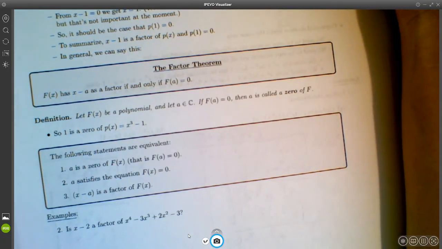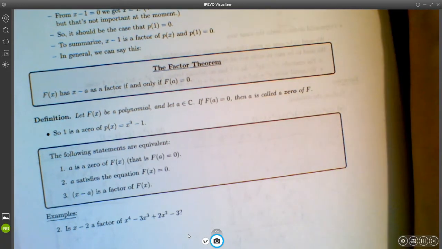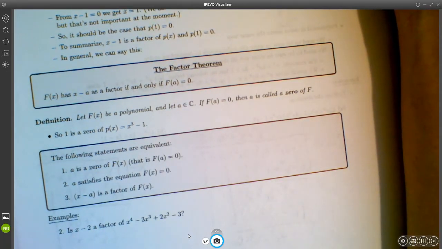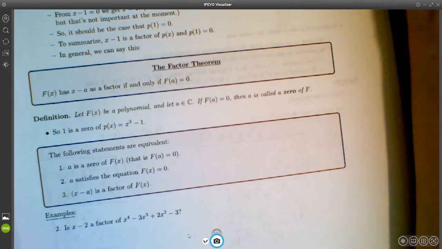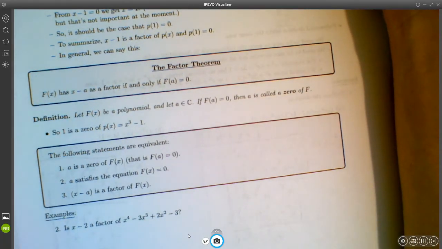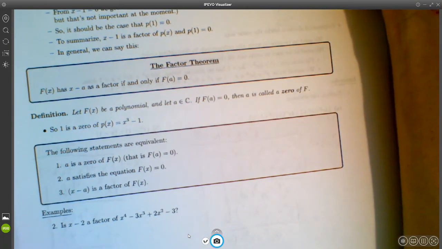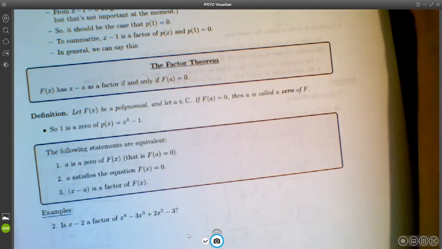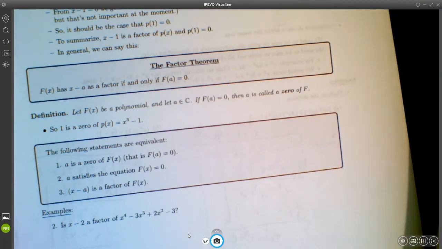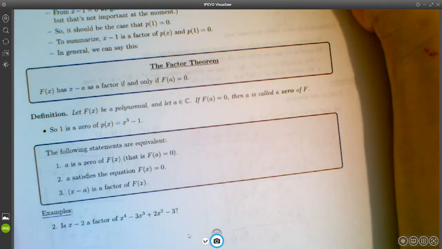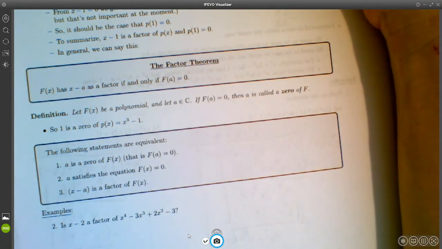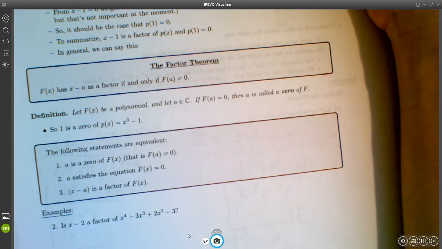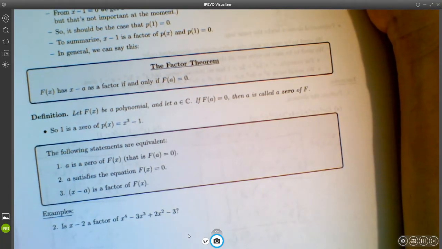Now, suppose that we want to solve p of x equals x cubed minus 1, suppose that we want to solve this equation, p of x equals 0. So we want to solve x cubed minus 1 equals 0. We would begin by factoring, right? X cubed minus 1 is x minus 1 times x squared plus x plus 1. And then we set each factor equal to 0 and solve. By setting x minus 1 equal to 0, we get the solution x equals 1. By setting x squared plus x plus 1 equal to 0, we would get two more solutions. I don't really care about those for the time being.